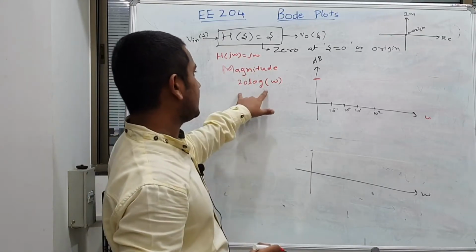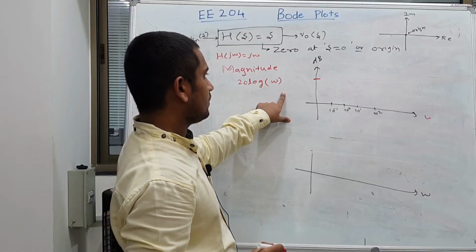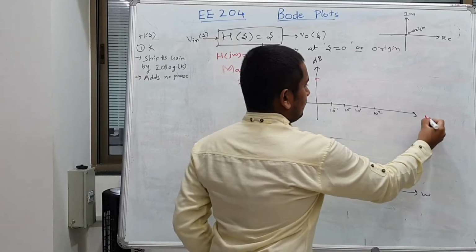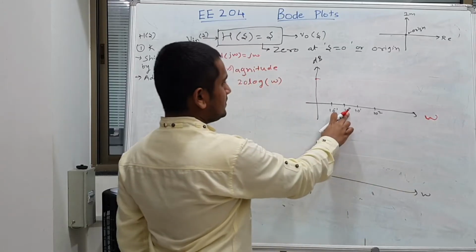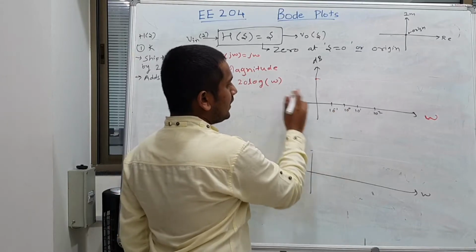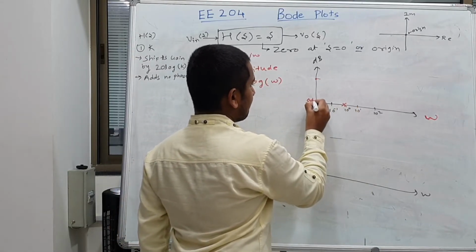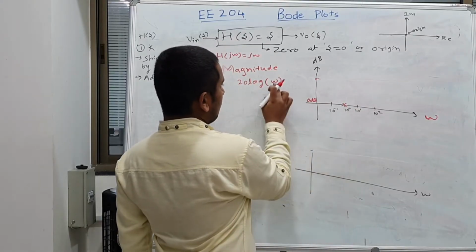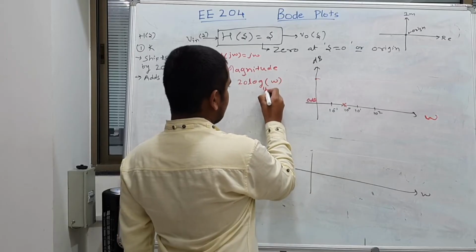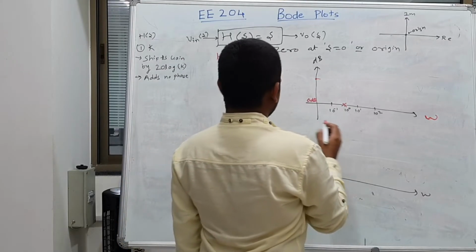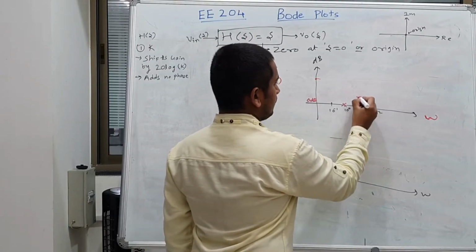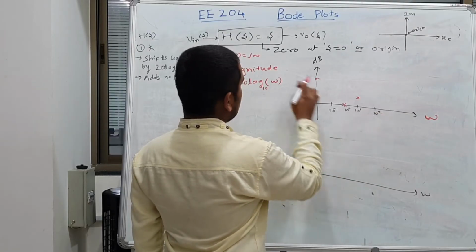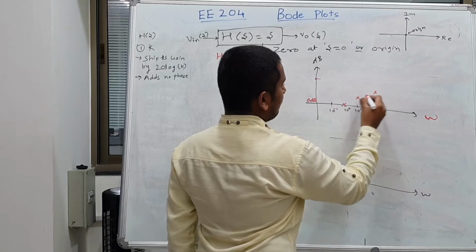And we will look at magnitude, that is 20 log of omega. Now let's substitute values one by one. If we write omega equal to 10 to the power 0, that is omega is 1. 20 log of 1 is 0 dB. Now put 10 to the power 1 here. 20 log of 10 with a base 10 will be 20. 20 log of 10 to the power 2 will come here, so it will give something like 40.